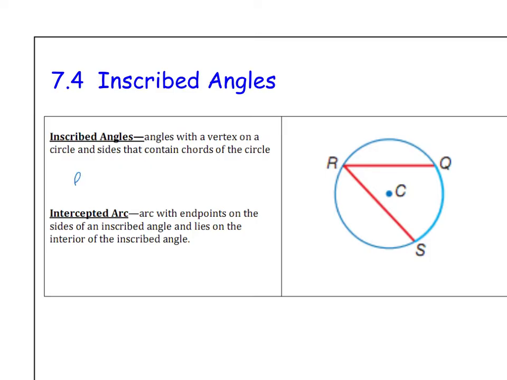An example of an inscribed angle would be angle QRS. Angle QRS is called an inscribed angle because its vertex is right on the circle. And this arc that it opens up to over here, arc QS, is called the intercepted arc. Remember, you write the two letters and then you put the curve above it.